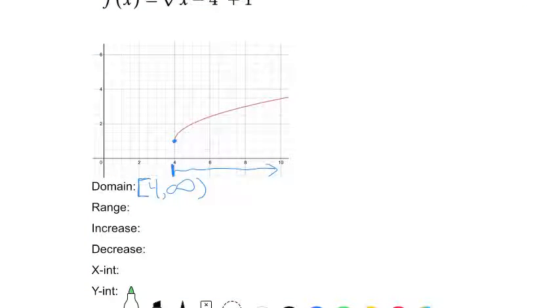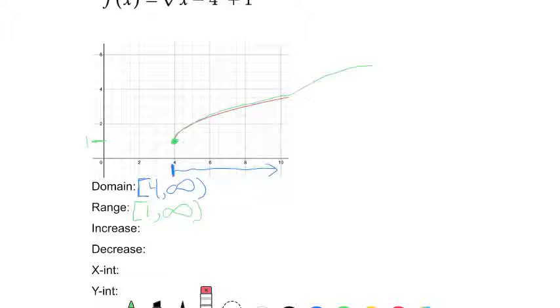And then we look at our range. Our smallest y value is found here at 1. There is a dot at 1, at y value 1. So we're going to bracket in. Then as the graph keeps going, it slowly goes up, up, up, up, up. So we're going to go to +infinity.